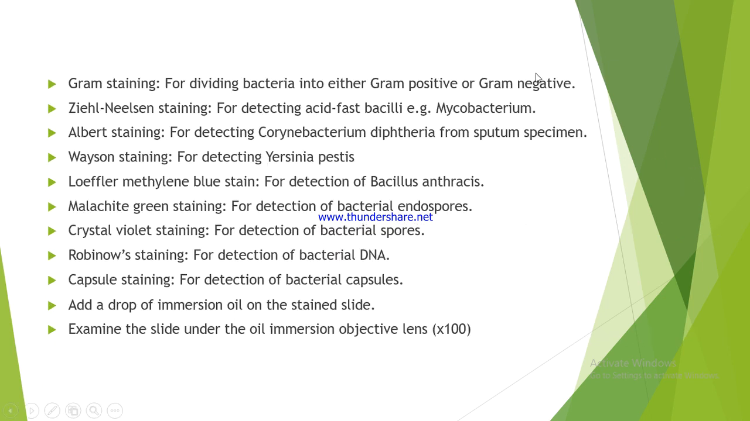These are different types of staining procedures which are used for different microorganisms. Gram staining is used for categorizing bacteria into gram positive or gram negative. Ziehl-Neelsen staining is used for staining or detecting acid-fast bacilli. Malachite green staining procedure is used for staining the bacterial endospore. Crystal violet staining method is used for detection of bacterial spore. For detection of bacterial DNA, Robinow staining method is used. For the bacterial capsule, a capsule staining method is used.